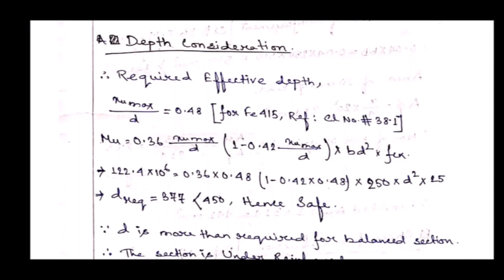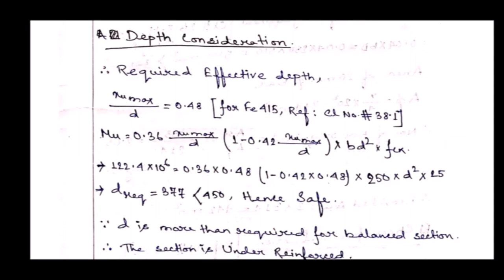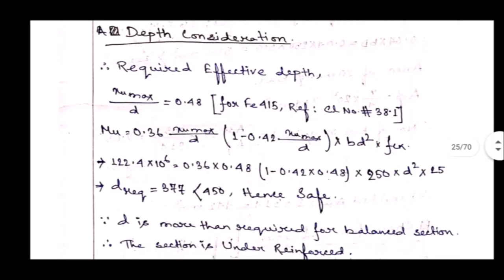So the equation for the limiting value, that is Mu = 0.36 Xu max by d (1 - 0.42 Xu max by d) multiplied by b d square into fck. And you know, we get the formula from Annex G of IS 456:2000. And where is the formula actually in the code? To know this, I have given the link of that video in my description box. You may go to that video to find out where the formula actually comes from in Annex G. I have described Annex G in my previous videos.